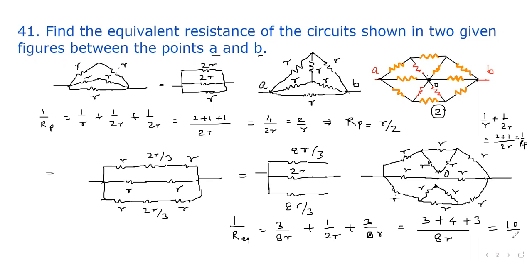So this will be 10 upon 8R. So R equivalent between points A and B will be equal to 8R divided by 10, which becomes 4R by 5. So this is our answer. Here, all that we do is take this point upward and this point downward, and then we analyze.